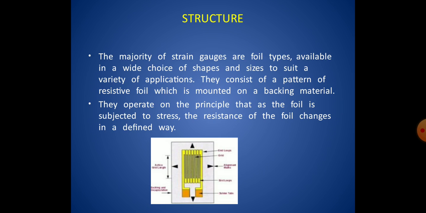You can see the structure of a strain gauge. The majority of strain gauges are foil types, available in a wide choice of shapes and sizes to suit a variety of applications. That means the selection of the strain gauge depends upon the application. They consist of a pattern of resistive foil mounted on a backing material. They operate on the principle that as the foil is subjected to stress, that is, when we apply some kind of force, the resistance of the foil changes.